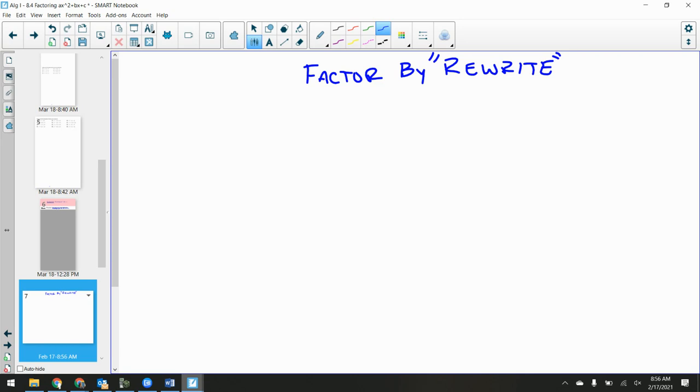Okay, everybody write down this problem. 6x squared plus 23x plus 20.